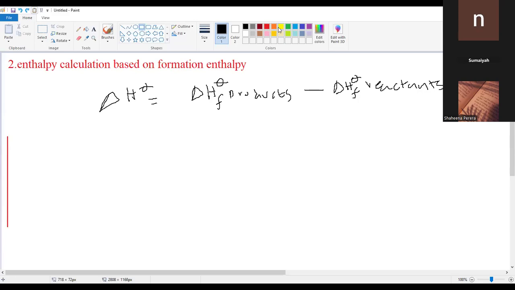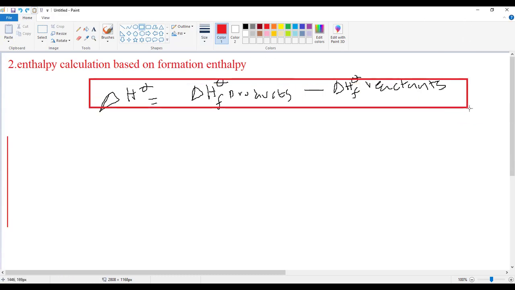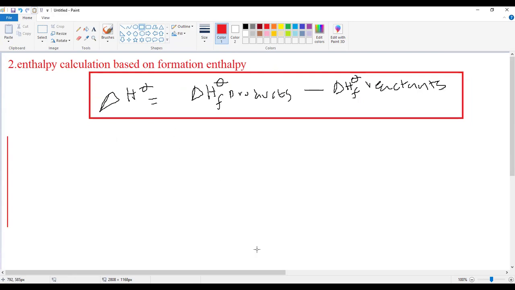Can you all see the screen? So here what they will give as the data is the formation enthalpy of each compound in the reaction. Okay, so I'll take an example reaction. I'm writing the balanced reaction: 4 ammonia reacting with 5 oxygen and giving us 4 NO and 6 water molecules. So this is the reaction.